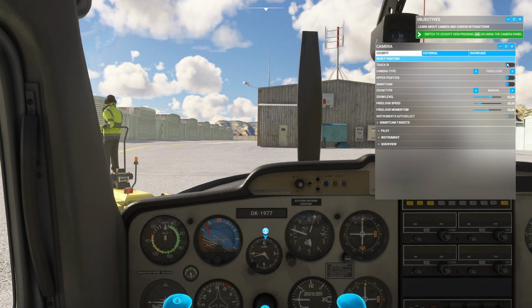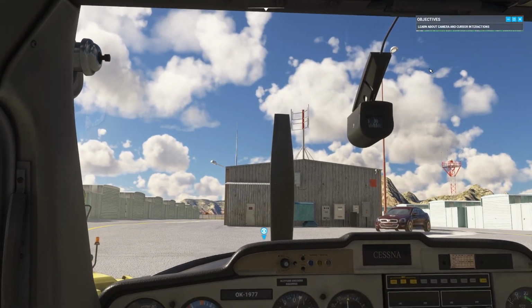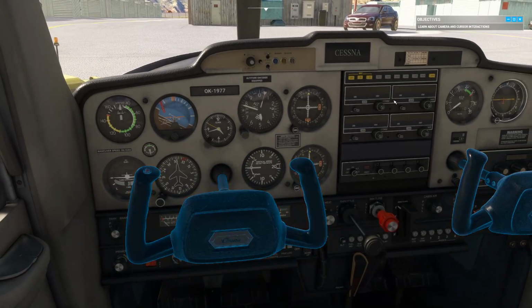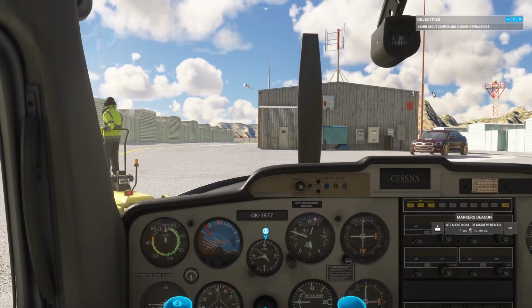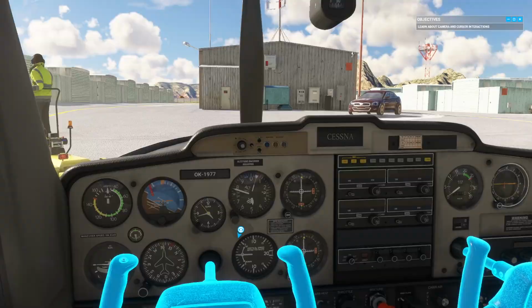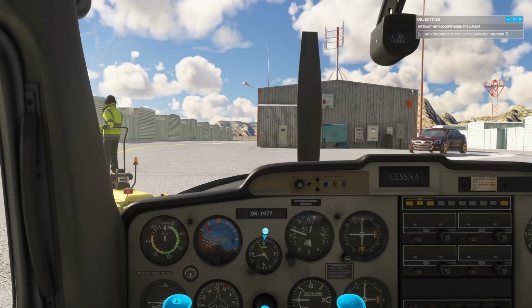In front of you is the yoke, the primary means of controlling the aircraft. In the simulation, you'll be controlling the aircraft with your peripherals of choice. So let's hide the yoke for now.